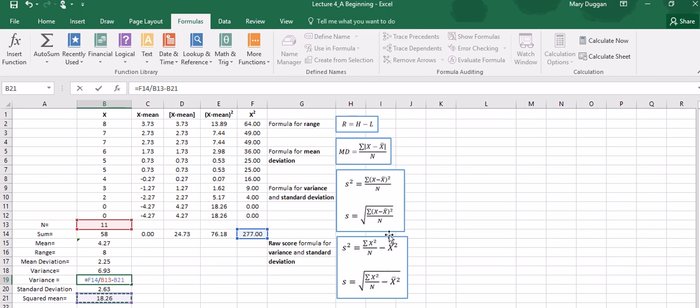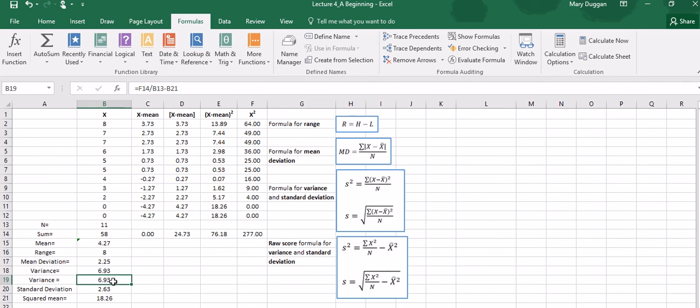So we have all three parts, three numbers needed, and we wind up with exactly the same variance using the raw score formula as we did with the previous formula. Variance is the same. And if we were to take the square root of this, we would end up with the same standard deviation as well.